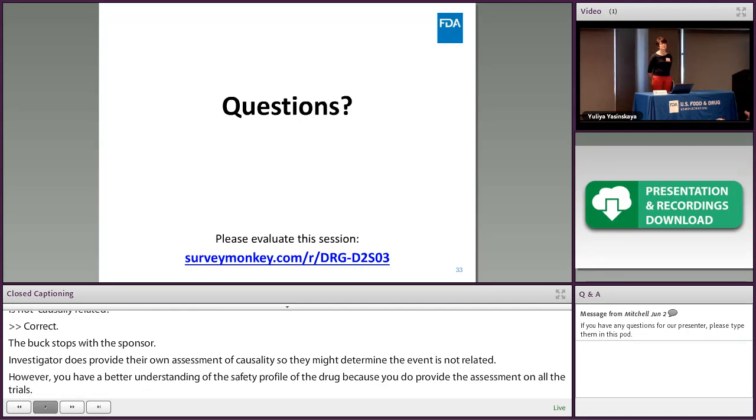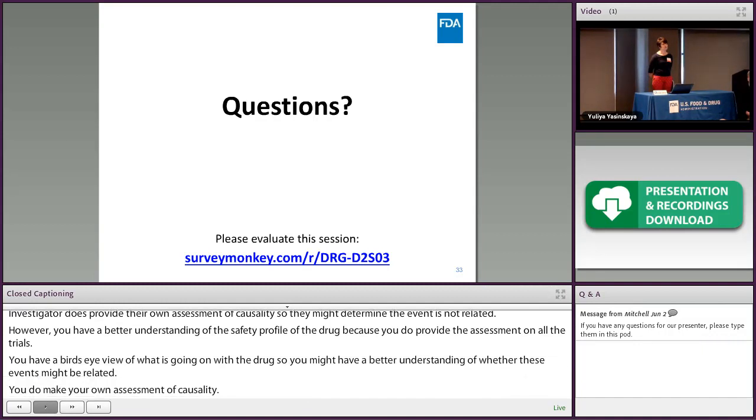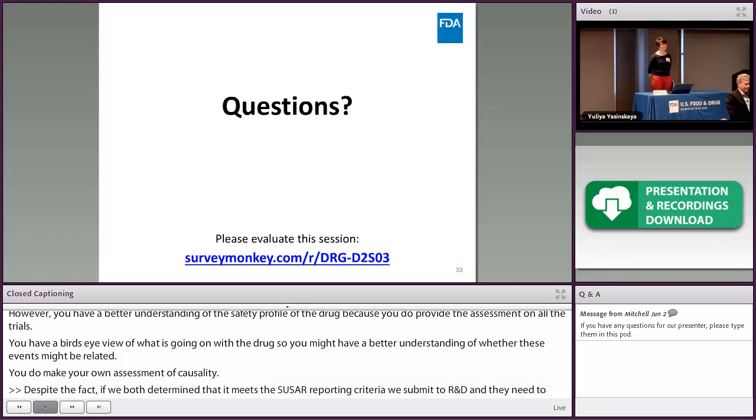And despite that, if we both determine that it meets the SUSAR reporting criteria, we submit to R&D, and they need to submit to their IND as well, right? Yeah. And it's difficult to get them to understand that while duplicative, this is what is required. Is there ever a case where the investigator does not have to submit to their IND? Can they transfer obligations?